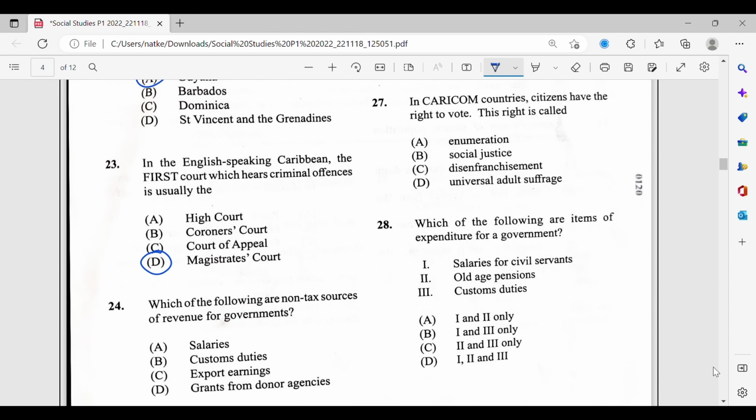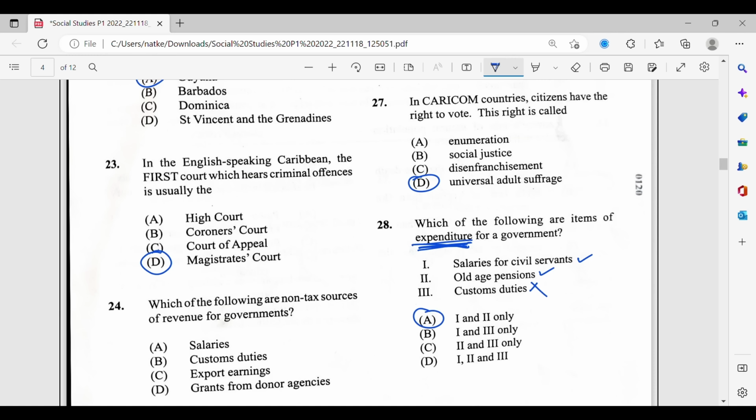27. In CARICOM countries, citizens have the right to vote. That is called universal adult suffrage. 28. Which of the following are items of expenditure for a government? So expenditure, money that you're actually giving out. Salaries for civil servant workers, you're giving that out. Old age pensions, you're giving that out. Customs, you are getting. So the answer would have been 1 and 2 for number 28. So that is letter A.